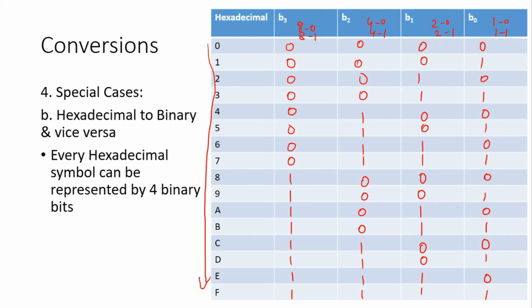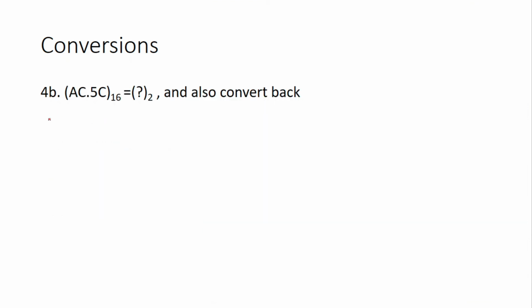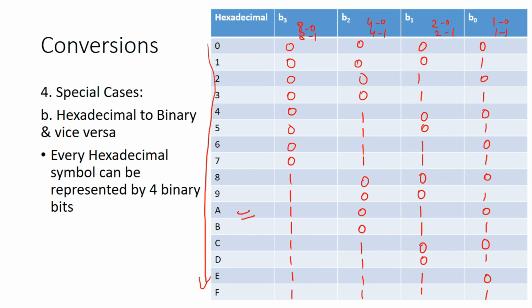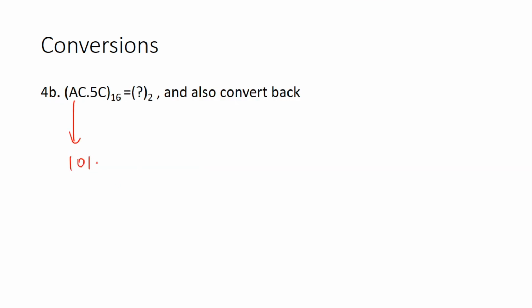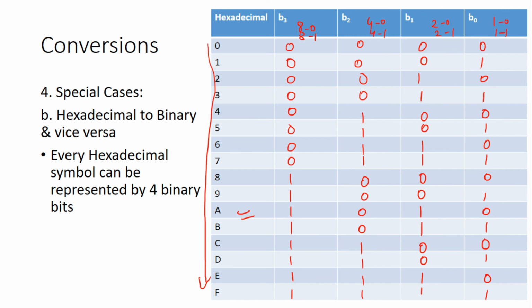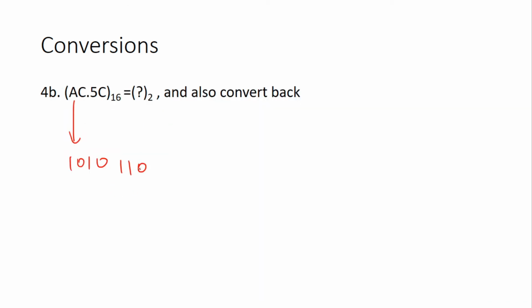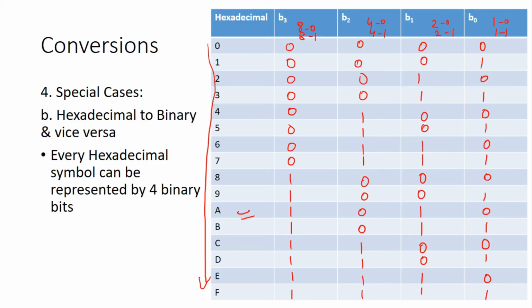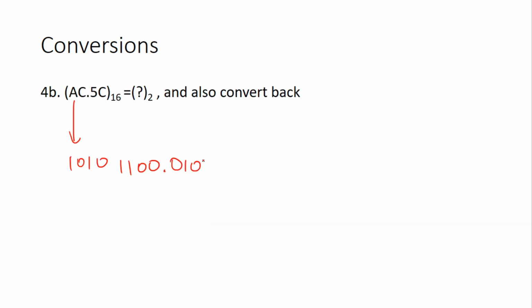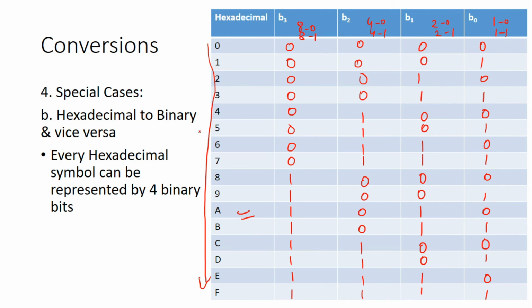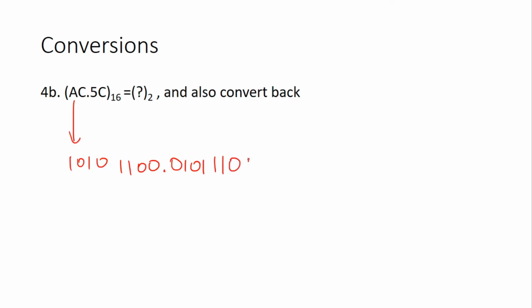So now that we have this table complete, let's just say we were given AC.5C to convert to binary. So we're just going to look into our table. A is represented as 1010, so that would be 1010. Then C is represented as 1100, 1100, dot, decimal place value, and 5 is written as 0101. So 0101, and C is represented as 1100, 1100. So this is simply the binary equivalent.